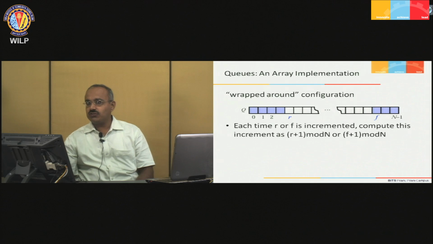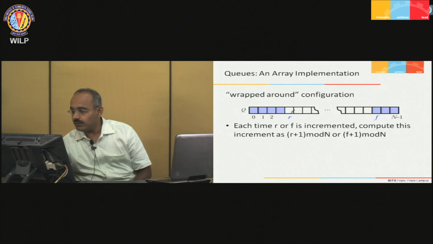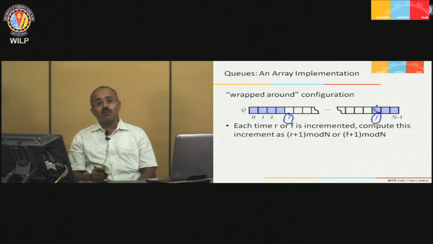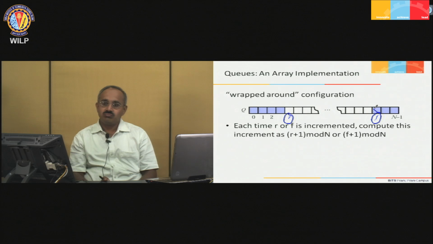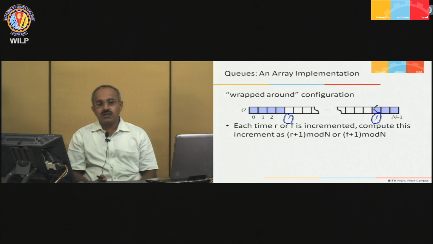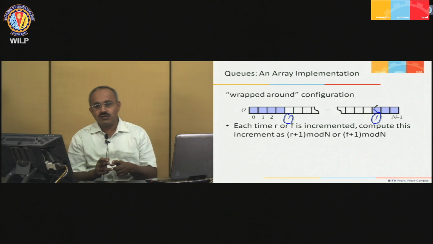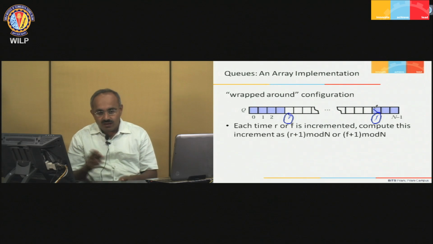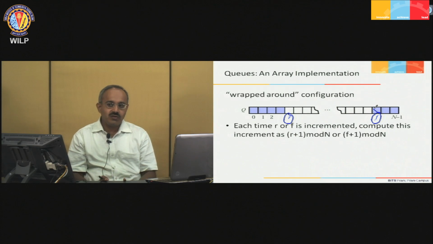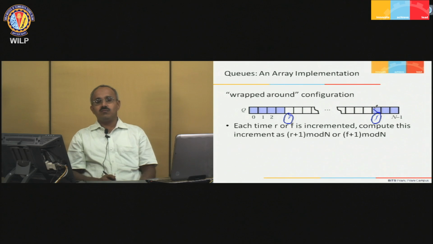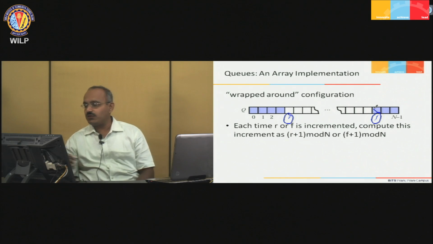So the wrapped around configuration would look like this. So it can happen that your rear happens to be before your front. Right? That means rear is pointing to an index 2 and front is pointing to an index 10. But that situation can arise because you can have a series of, say, insertions followed by a series of deletions and so forth. And we have seen if you don't allow wraparound, you will have enough space in your Q, but your Q would look like it is full and you cannot add anything else to the Q. So to overcome this problem, you allow what is called a wraparound configuration.